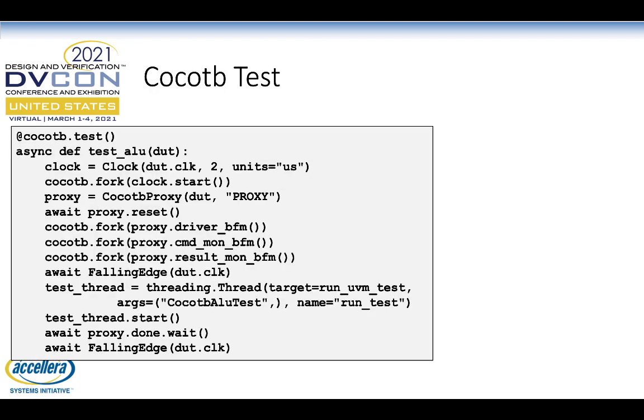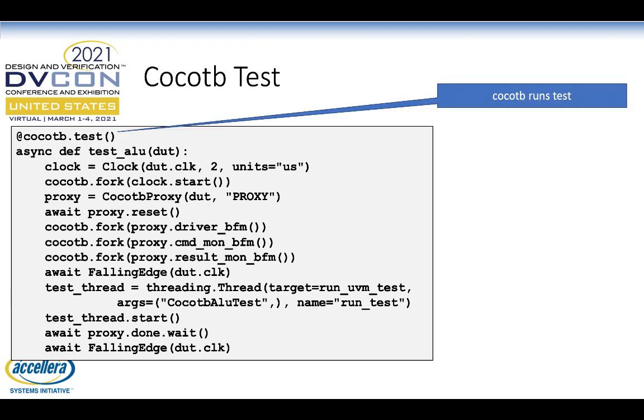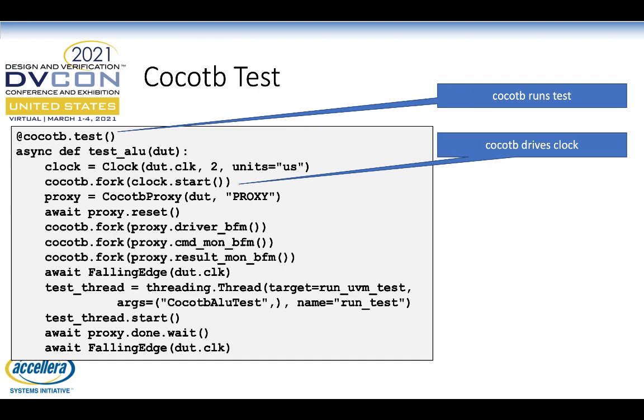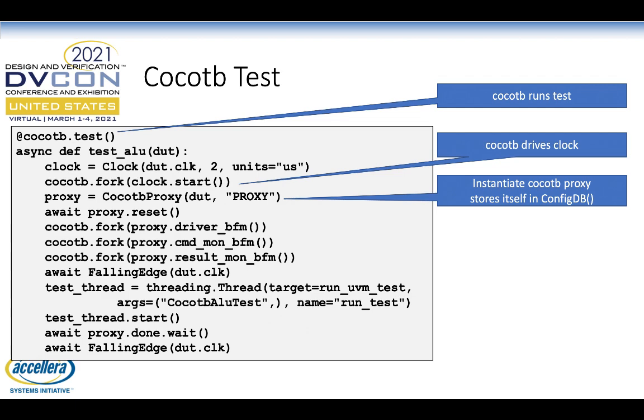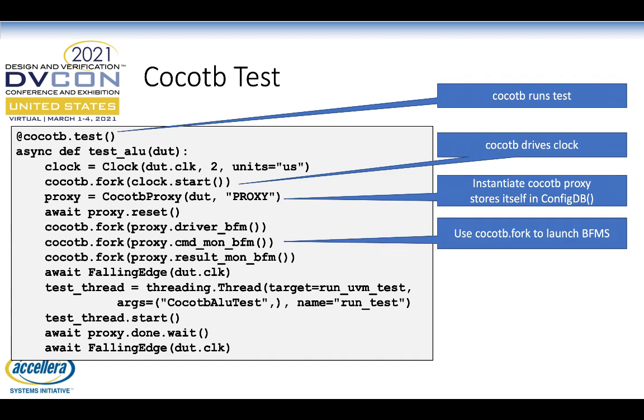The CocoaTB test is a little more complicated. It is also a coroutine. It has a decorator at the top that tells CocoaTB that this is a test. So when we run with CocoaTB, it owns the test. It's the test runner. We are running the clock in our test, and then we create a CocoaTB proxy and put it into the proxy variable, and then also it gets stored in the config.db under the word proxy so that the pyuvm side of the test bench will grab it. We use the proxy to launch the BFMs, which are also coroutines, and this forks off these coroutines so they run on their own now.